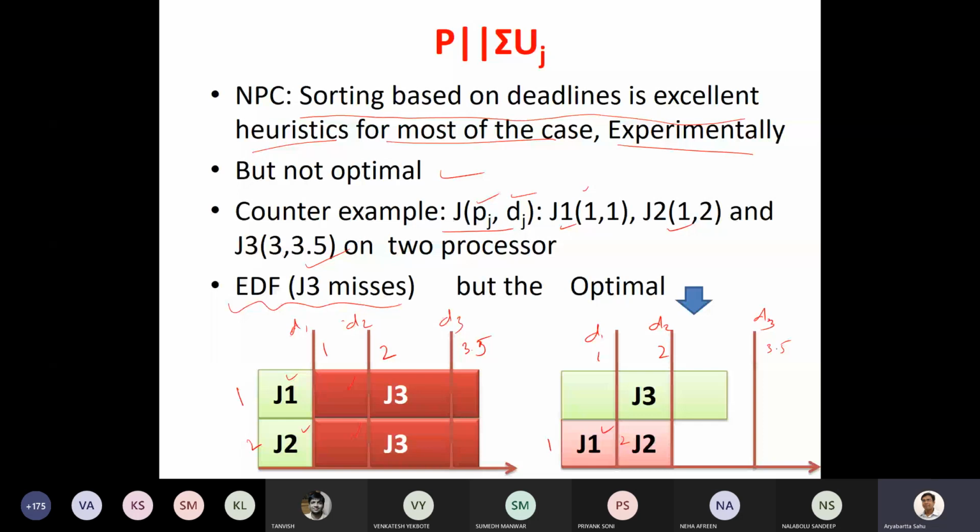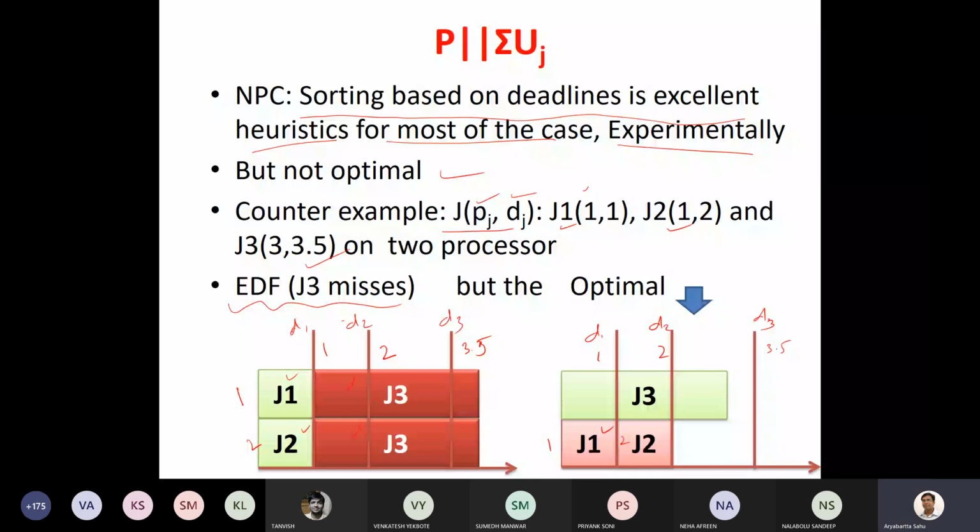EDF definitely will not work. We have a counterexample, and we may find counterexamples for that also. For simple EDF, we can find a counterexample very easily. So what I'm trying to say is this problem is really a very difficult problem. You have M processors, and all the tasks have arbitrary deadlines, and we want to minimize the late jobs. Then this problem is really difficult.